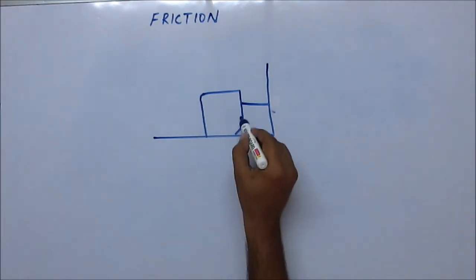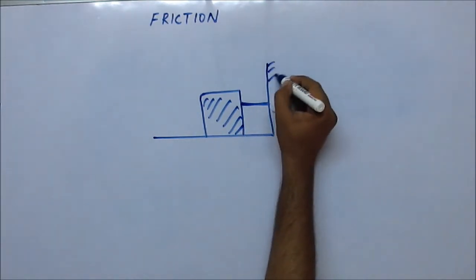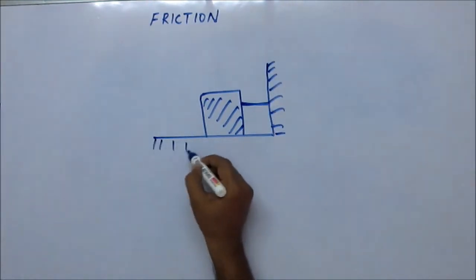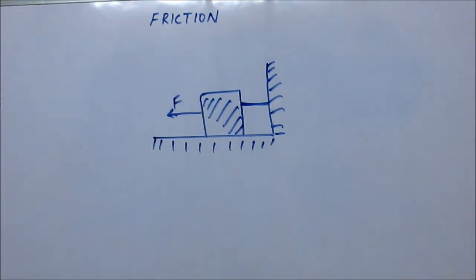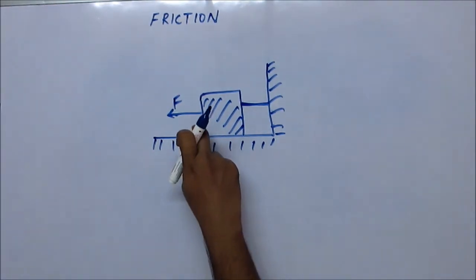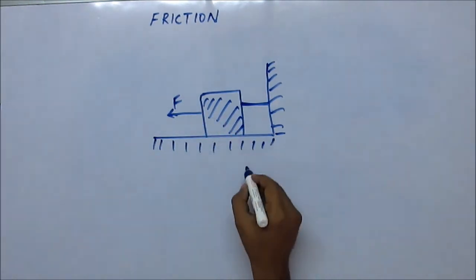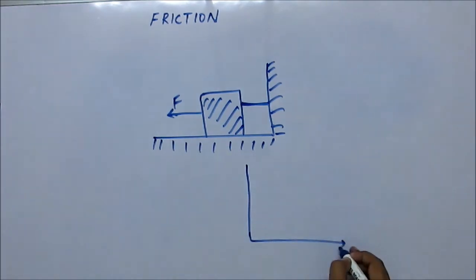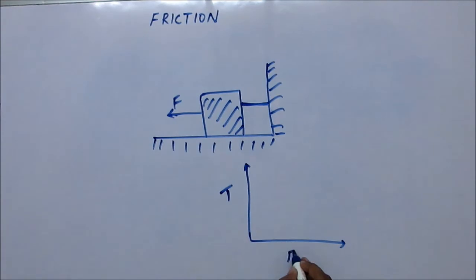You have a block kept on the ground and it is tied to the wall with a string. From the other end, suppose a force F is being applied and the value of force F is continuously increased. Now, you start from a value 0 and you keep on increasing the value of this external force on the block. What you have to do is plot the graph between the tension in the string and the value of external force, very quickly.